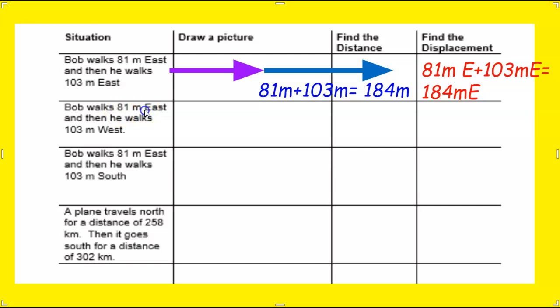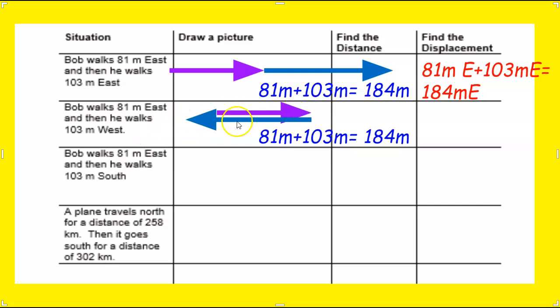Bob walks 81 meters east and then 103 meters west. Again, my distance is the same because, again, it's the total amount. Because I'm going in two different directions, and you should see here that if this is my starting point here, that this is the distance that I have from here to the end point, and the direction, which would be backwards, it'd be 22 meters west.